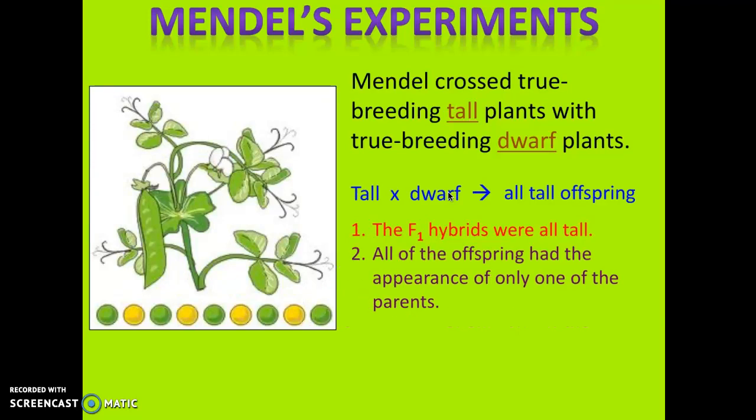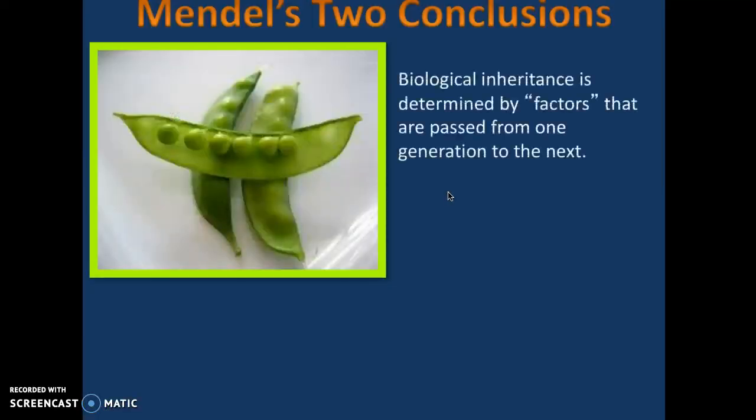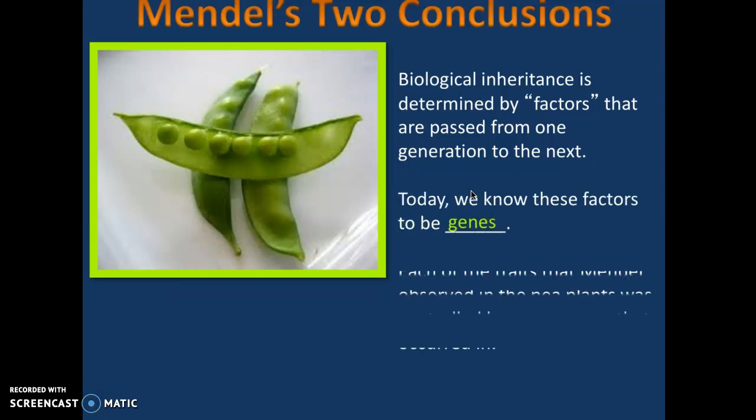So what that means is the offspring had the appearance of only one of the two parents. The trait of the other parent seemed to have disappeared, and he thought that that dwarf trait entirely went away. It just disappeared. So he concluded that biological inheritance is determined by factors. We know those factors as genes now, but he just knew them as a factor because, remember, he didn't know anything about DNA. So they're controlled by various factors that are passed from one generation to the next. From those grandparents to that parent, that factor that said, hey, this is going to be tall, was passed on. We know these factors to be genes.